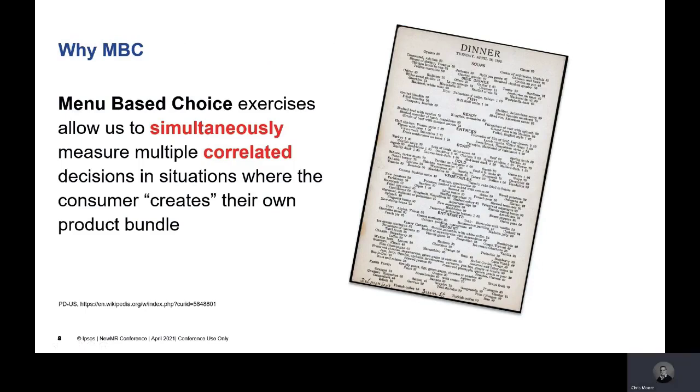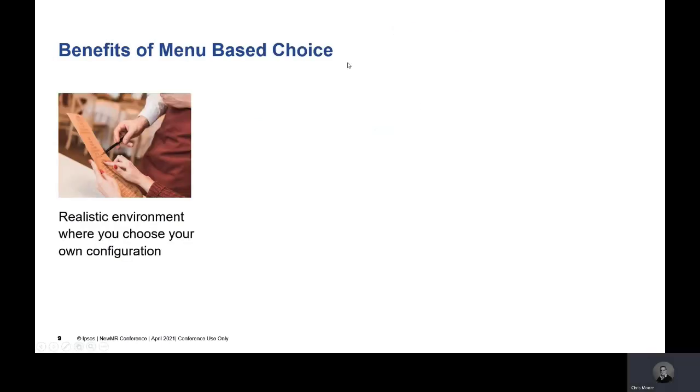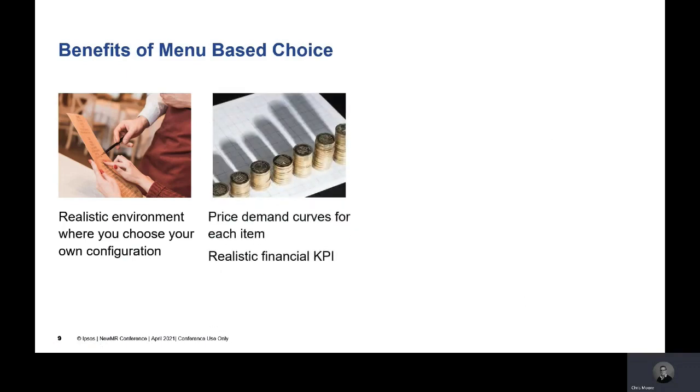So why menu-based choice? Well, in essence, these exercises allow us to simultaneously measure multiple correlated decisions in situations where the consumer can create their own product bundle. And there are many benefits of menu-based choice. It's a very realistic environment where we actually get people to build their own configuration rather than forcing a choice on them. We can actually get price demand curves for each of the items that we're looking at, so we can get really good pricing information, and we can get realistic financial KPIs, because not only do we understand what people will buy, but how much of each item they will buy.